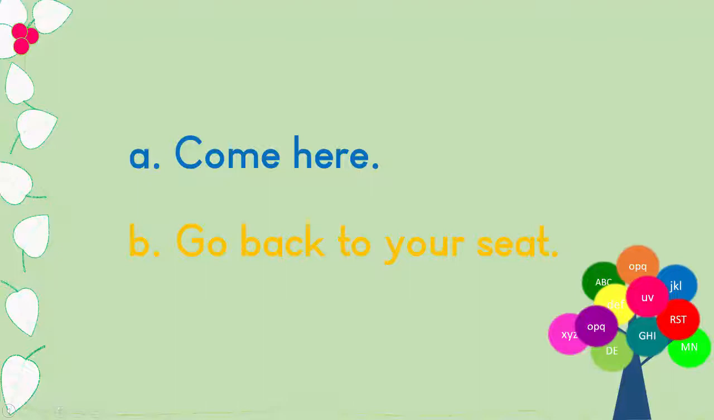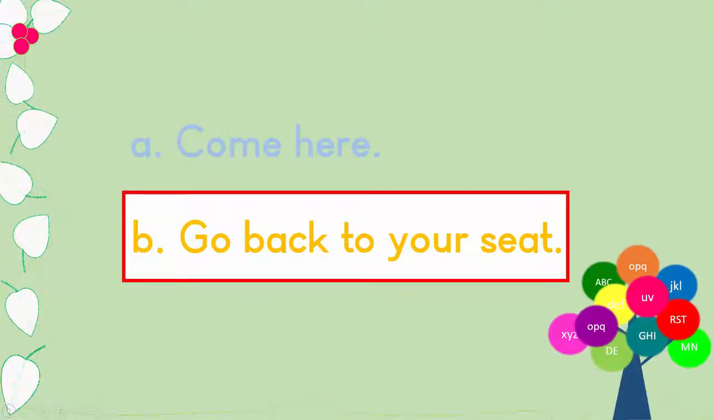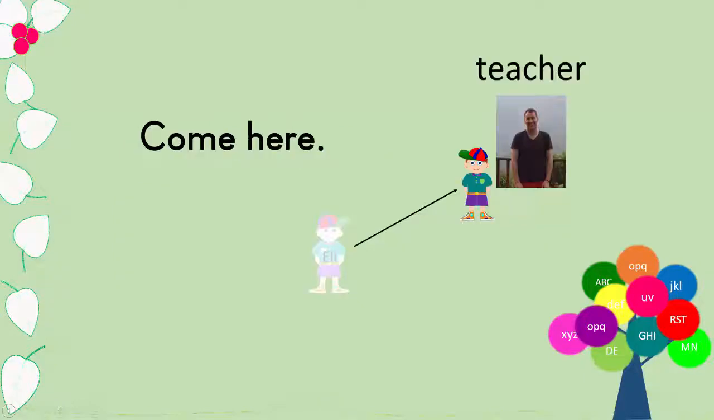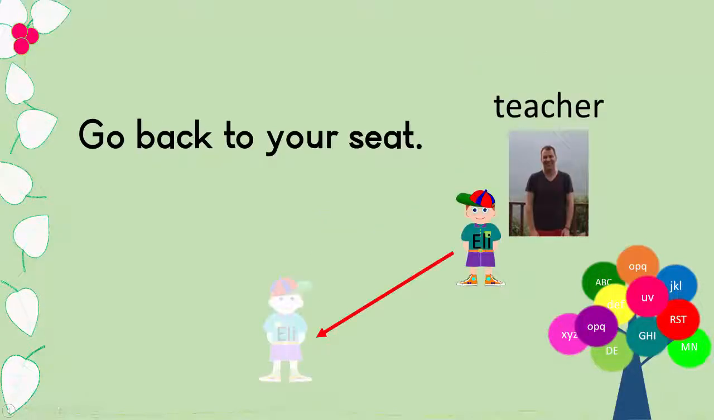Here are two sentences. Please find the sentence, go back to your seat. Did you do it right? Let's review the two phrases you've learned. The first one is come here. The second one is go back to your seat.